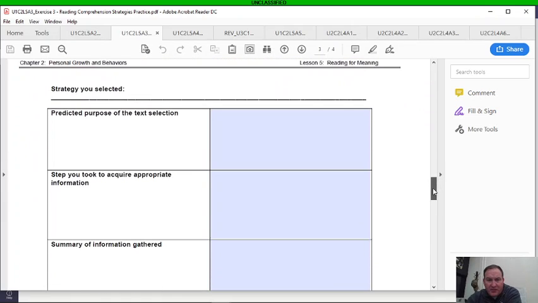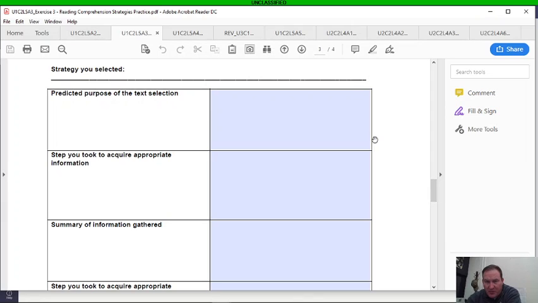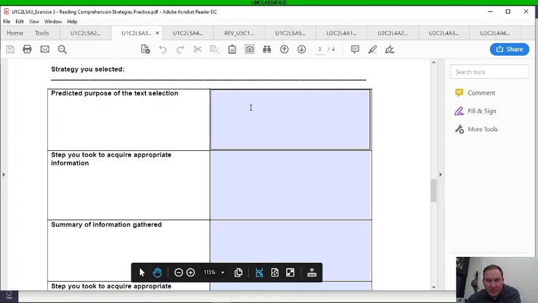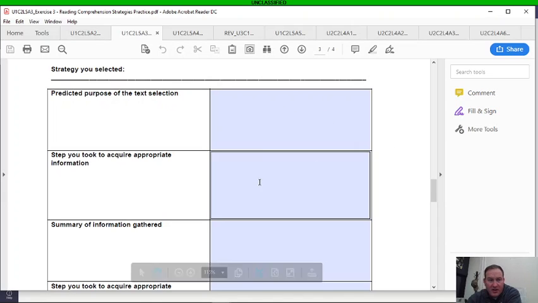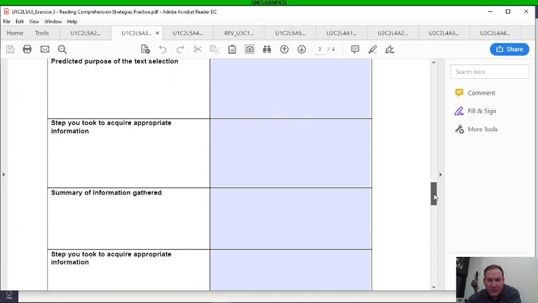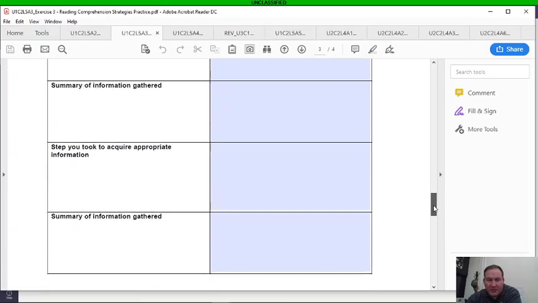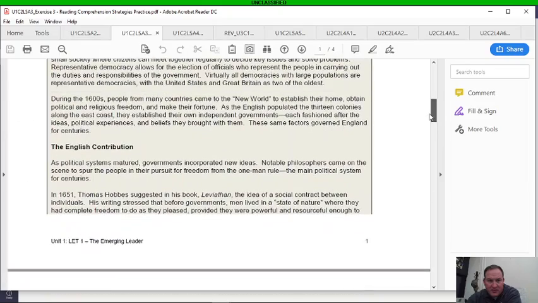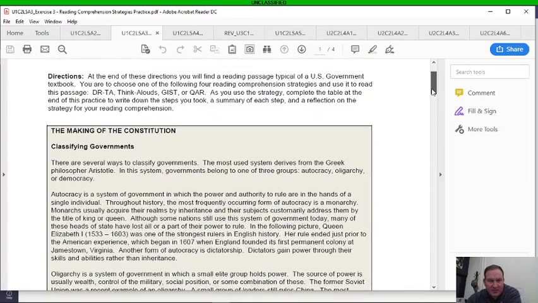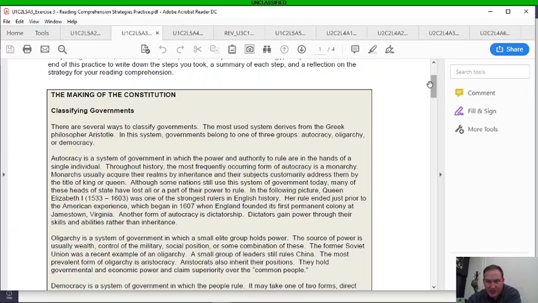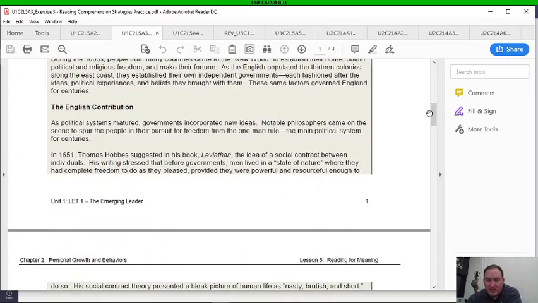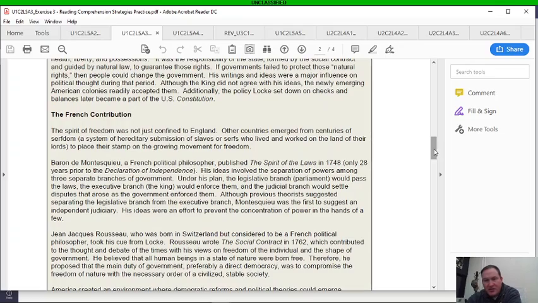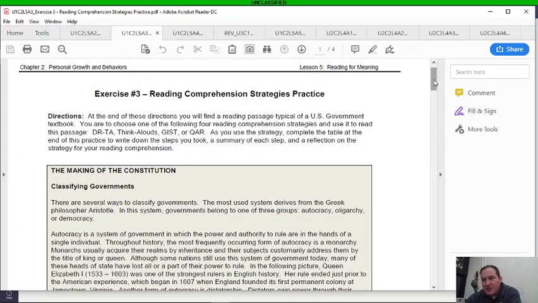Okay. So your task now, you can either print it out or do it digitally here with the PDF, is to go back through, if you've not already started doing so, by pausing the video as we're doing it, and work through these different components here. Predicted purpose of the text selection, back from what we originally thought. Steps you took to acquire appropriate information, and just work your way on through. Summary of information gathered. You can either do it by paragraph, or you have these groupings. You have classifying governments as the first series of paragraphs, the English contribution is the next series, and then the French contribution is the final series. So it gives you some structure there.